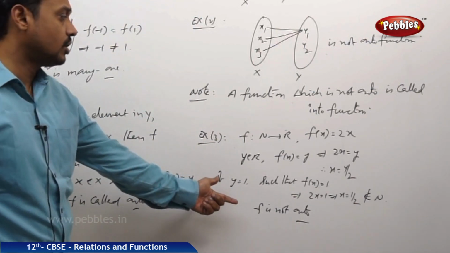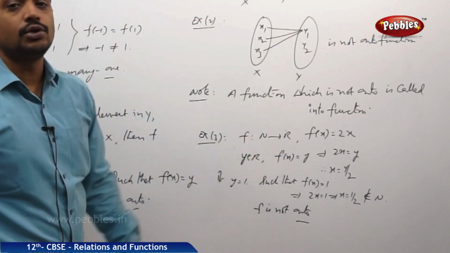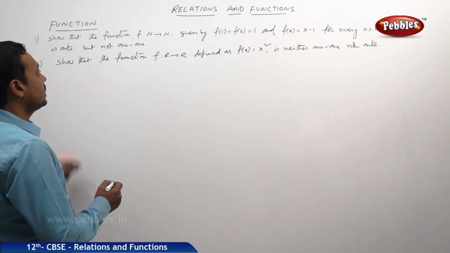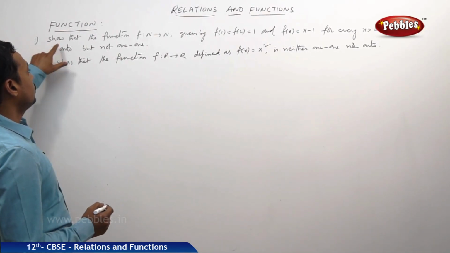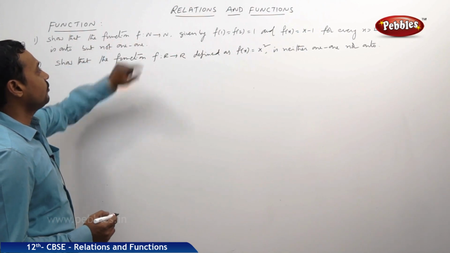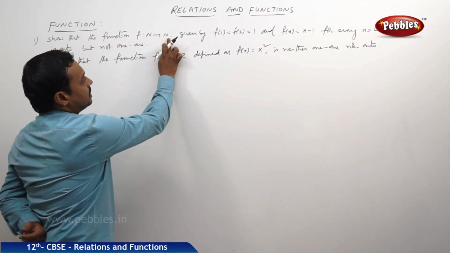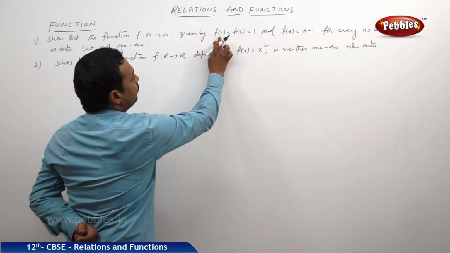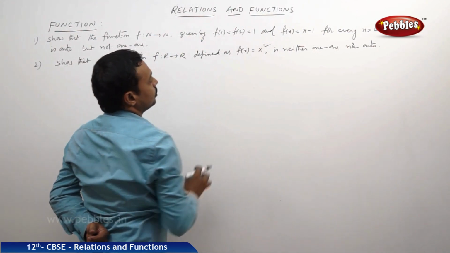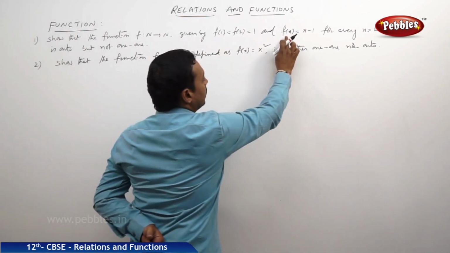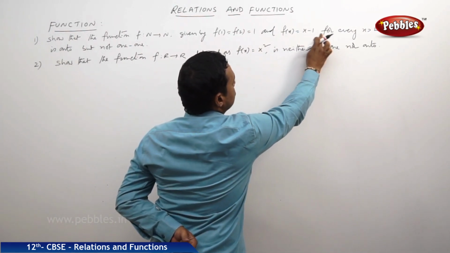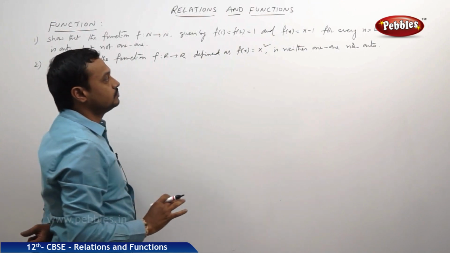So, since it is not an onto function, obviously it is an into function. Now, let us see two problems here. Show that the function f maps N to N, the set of natural numbers to the set of natural numbers, given by f of 1 is equal to f of 2 is equal to 1, and f of x is equal to x minus 1 for every x greater than 2.